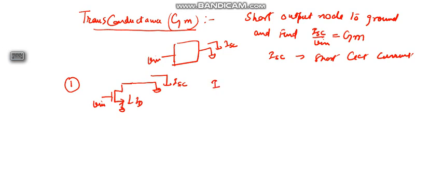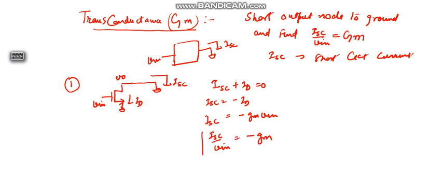We need to find out ISC upon V in. So if this is the output node, we apply KCL. ISC plus ID equals 0, so ISC equals minus ID, which is minus GM VN. ID is GM VGS, and VGS is V in, so ISC upon V in equals minus GM. This circuit is used as an input device in common source configuration.